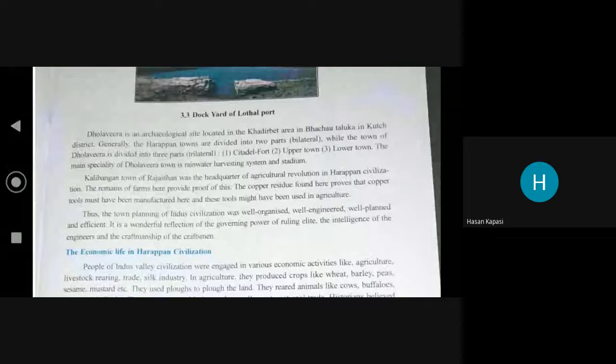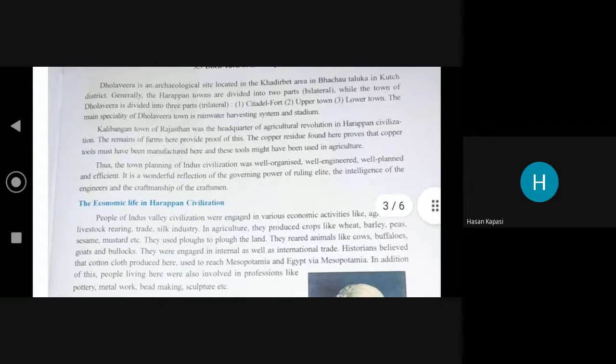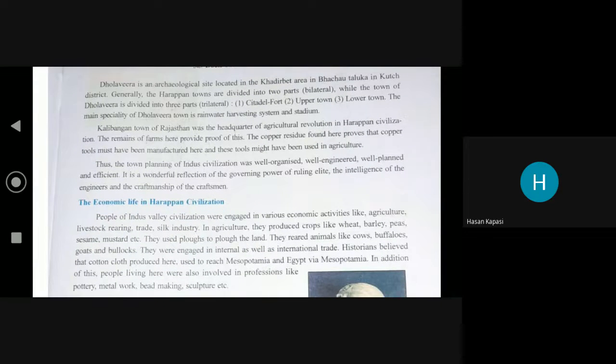It is a wonderful reflection of the governing power of ruling elite, the intelligence of the engineers and the craftsmanship of the craftsmen. Craftsmen, yes, very good.